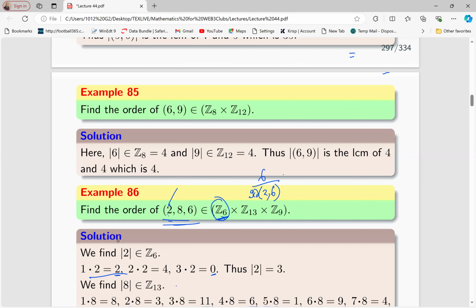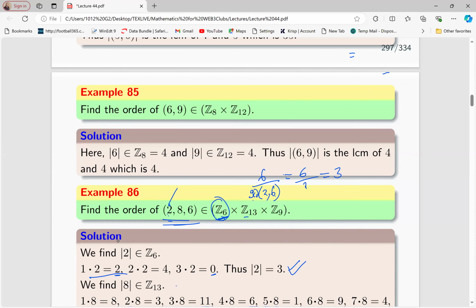So this will be 6, and the GCD of 26 is just 2. That gives us 3. That's the 3 we got here. We looked at this method earlier.